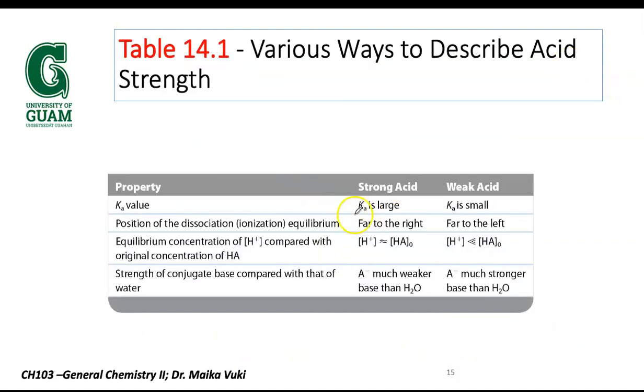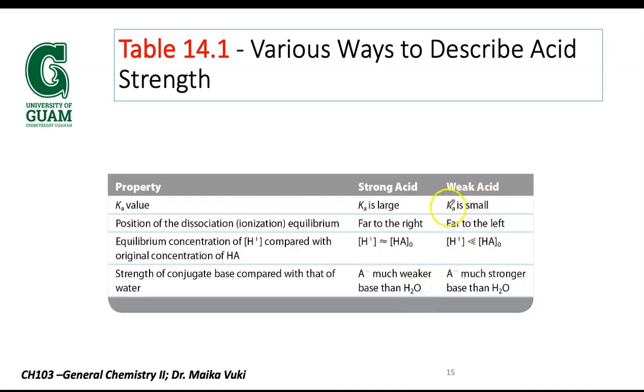All right, so this is a summary. For strong acid, Ka is large. The reaction is far to the right. So in other words, the ionization is almost complete. And the concentration of H plus is almost approximately the same as the concentration of the original acid. And A minus, that is the conjugate base, is weak. That is weaker than water.